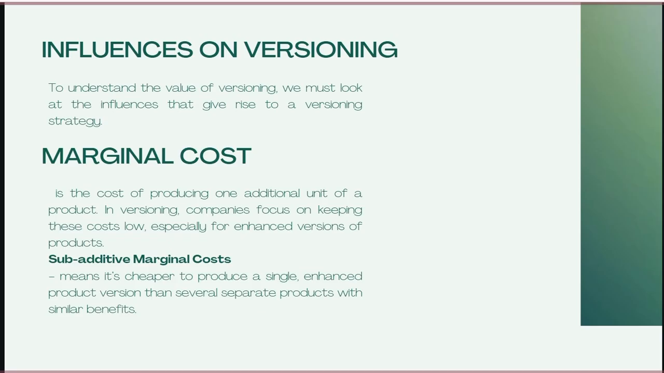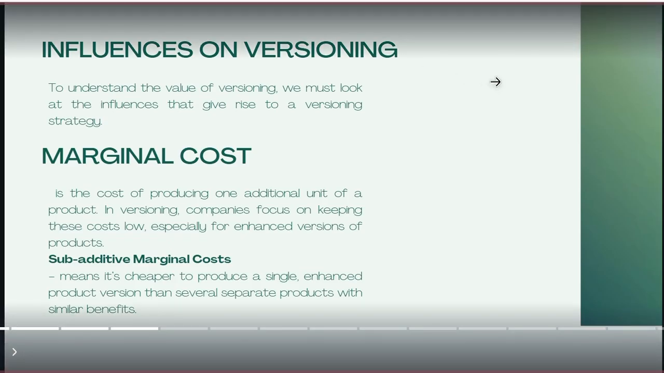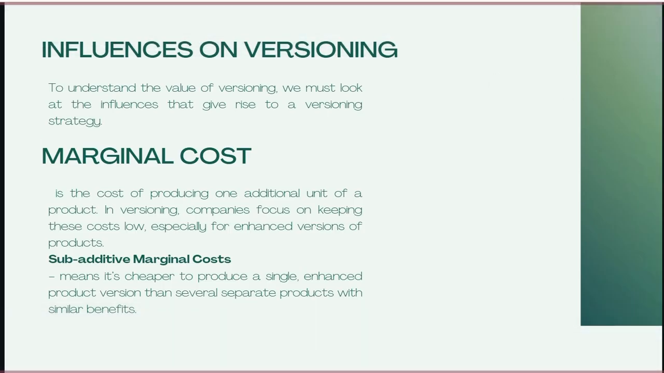The topic that I will discuss is the influences on a versioning strategy. So, versioning strategy is when a company offers different versions of a product at different prices to appeal to various types of customers. This strategy isn't just about making more options, it's also about understanding what customers value and how they make buying decisions. So here are the following influences on versioning strategies.